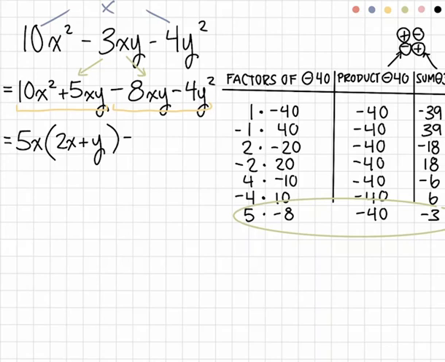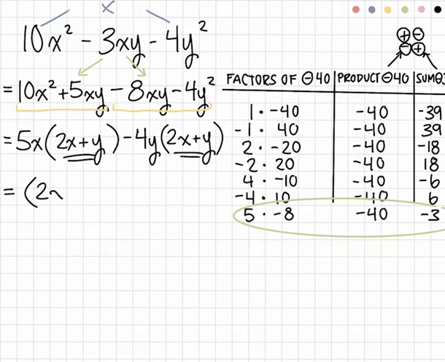Okay, minus, now what do I have in common over here with my last two terms? 8xy minus 4y. Well, I see that my coefficients both have a 4 in common, and both of these terms also have a y. So I'm going to pull that out, and then I'm left with 2x plus y. So there we have our binomial common factor.